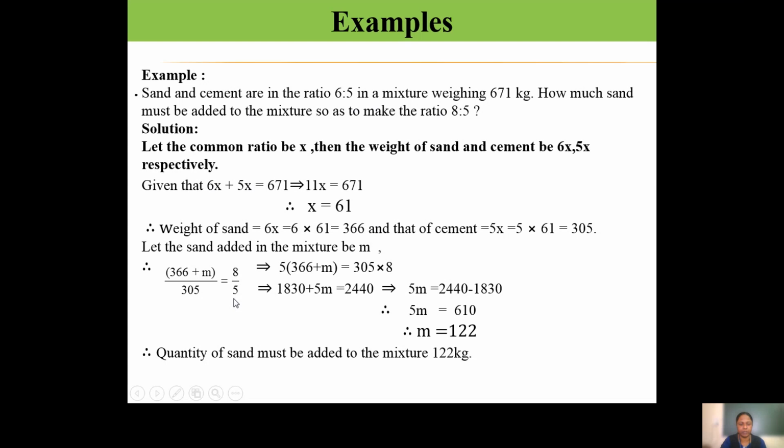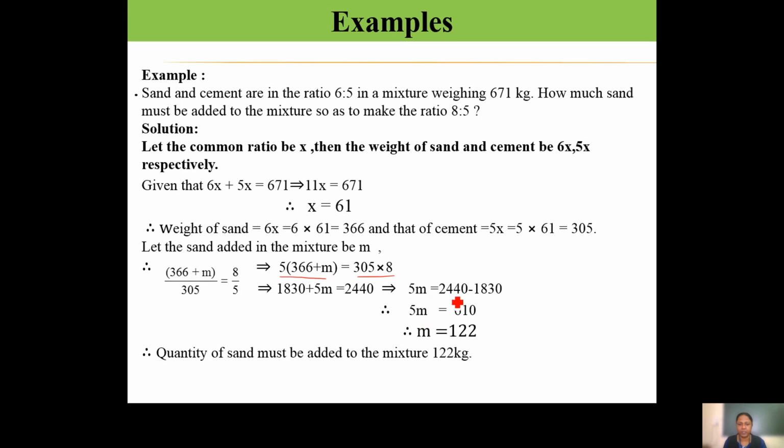So we'll write 8 upon 5. Now we just have to do the cross multiplication. We'll multiply 5 to this bracket and 8 to 305. So 5 into 366 plus m is 305 into 8. Multiplying 5 to 366, we get 1830 plus 5m, which is equal to 2440. So 5m, we'll take this to the RHS and subtract.